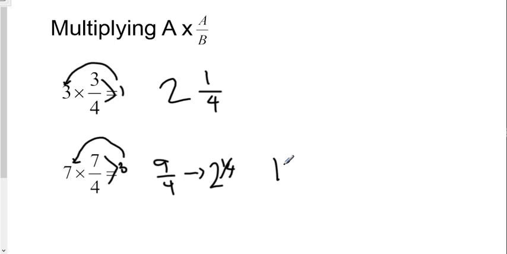Your answer is 12 1/4. All right. That's the multiplying a times a over b trick.